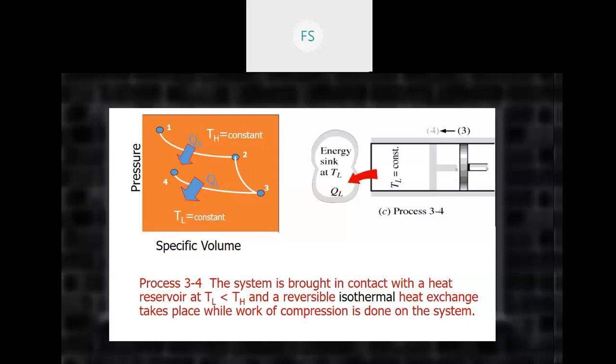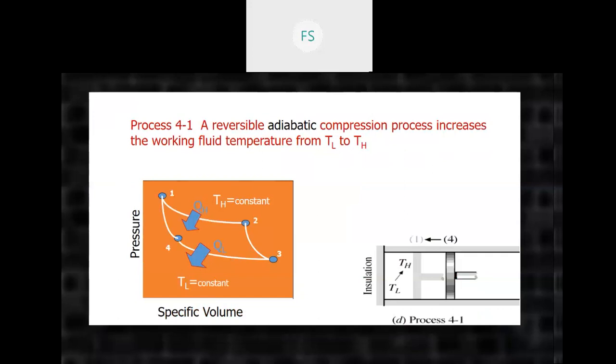Okay, and finally, the last process is called a reversible adiabatic compression process. During this process, process 4 to process 1, the boundary of the system is insulated again. No heat can be transferred in and out. And the piston keeps moving inward, keeps moving to the left.